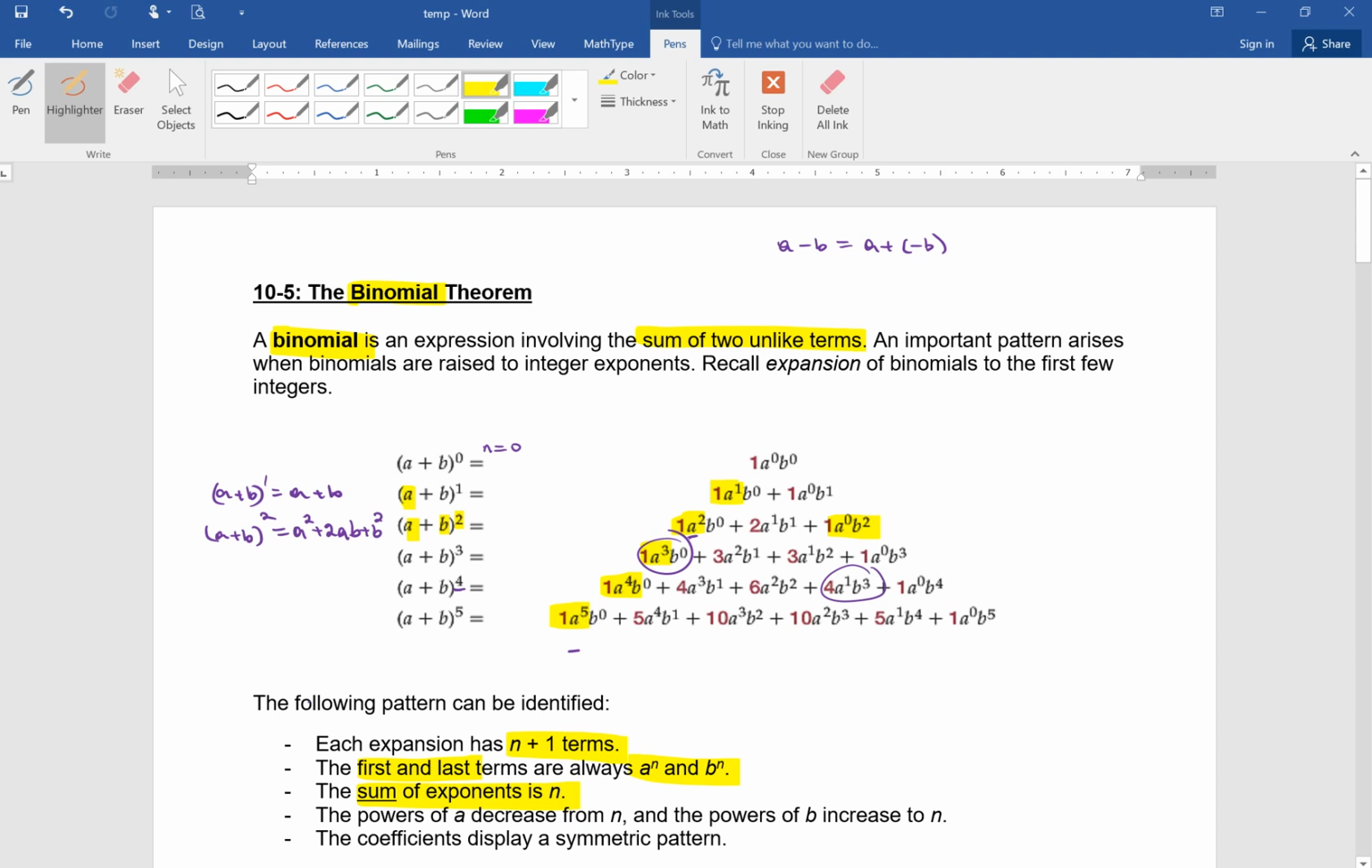Okay, the powers. Now, let's look at the powers of A. I'm going to take this row here, and I'm going to look at the powers of A. Well, I have A to the 4, 3, 2, 1, 0, and then look at B. B to the 0, 1, 2, 3, 4. So the powers of A go down, and the powers of B go up.